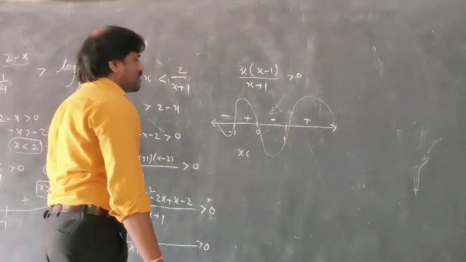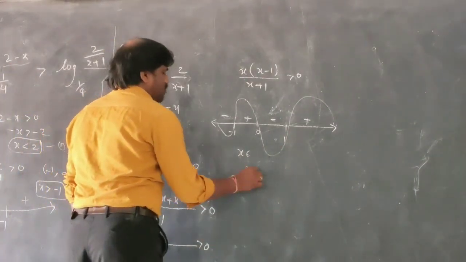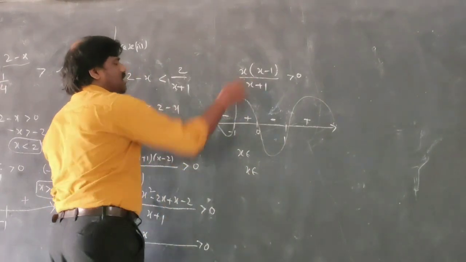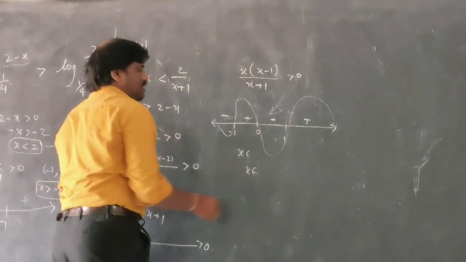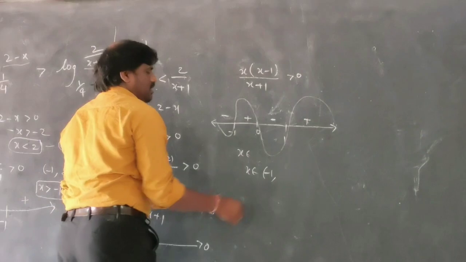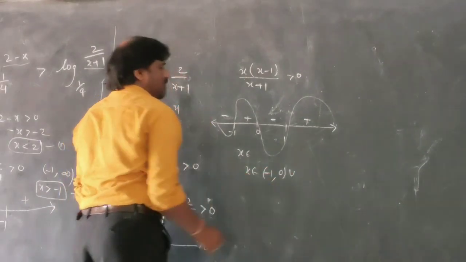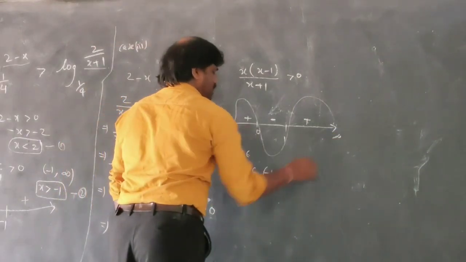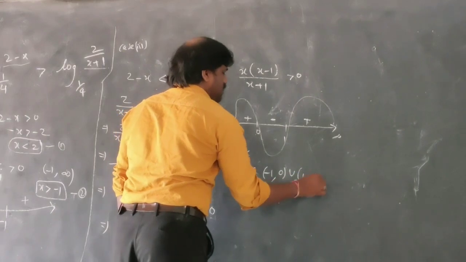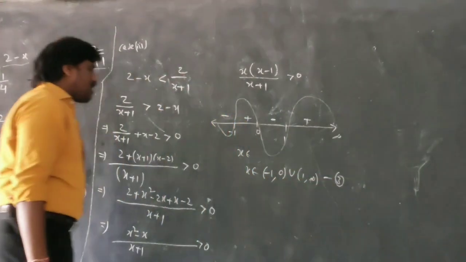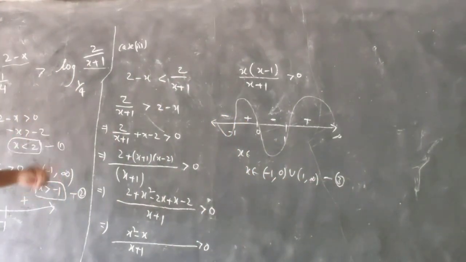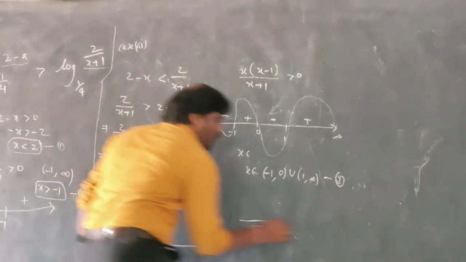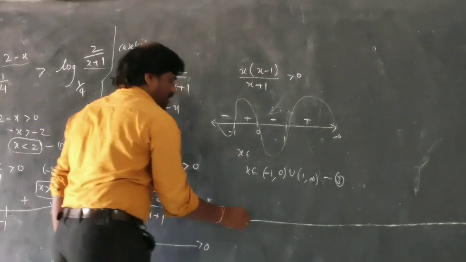So x belongs to, what is the answer from here? The plus will be the answer, that is minus 1 to 0 union 1 to infinity is the answer. This is case number 3. Now what I have to do here, I have to intersect all three of these. Intersection is the answer. Let us take it on the number line and see the intersection.